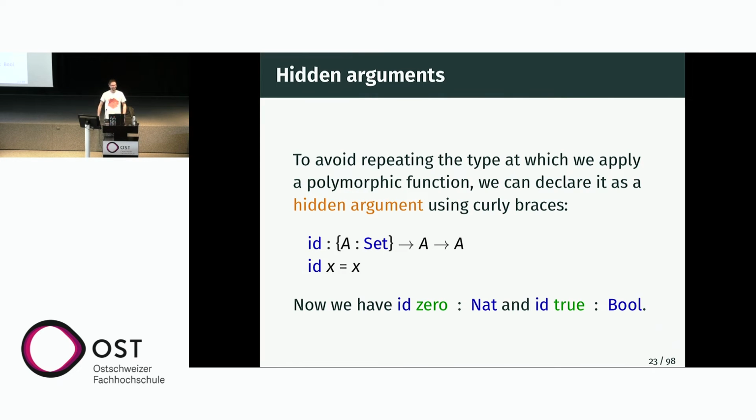Yes. Is Set of type Set? The question is, is Set of type Set? No, Set has type Set1, and Set1 has type Set2, etc., up to omega. And then also Agda has a feature called universe polymorphism, so you can write functions that are polymorphic over the universe level. But I don't want to go into that too much here.